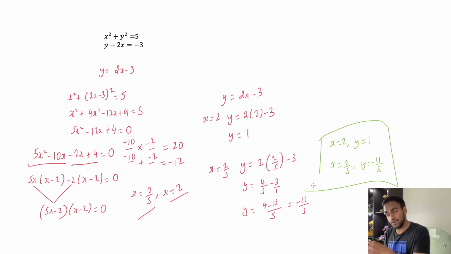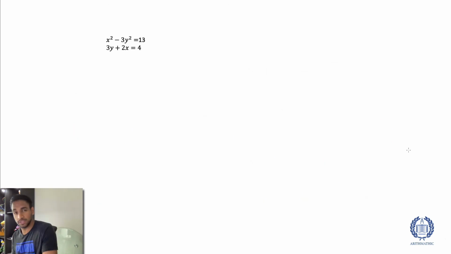And what I'm going to do now is go through another question, slightly harder, and you guys can see how it goes. So what's different between this question and the one we just did? Can you see the difference? Well, if you look at the second equation, we have 3y and 2x, right? So whether we make x or y the subject, we're going to have a fraction.